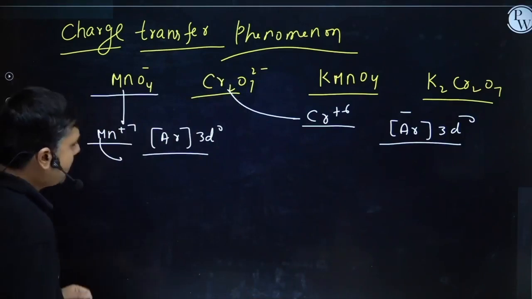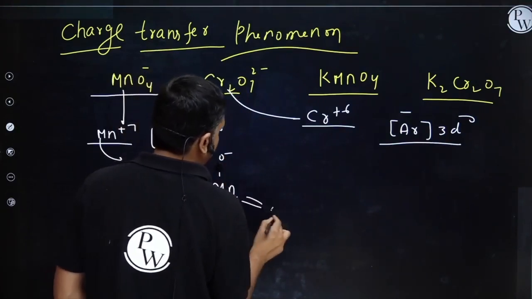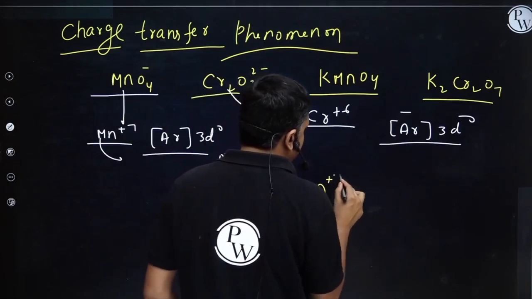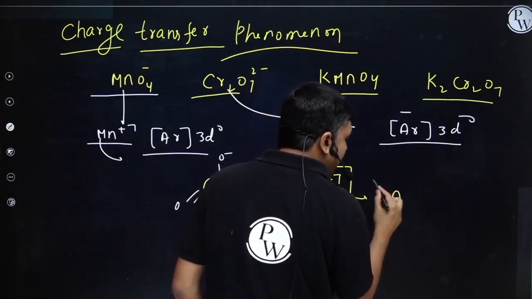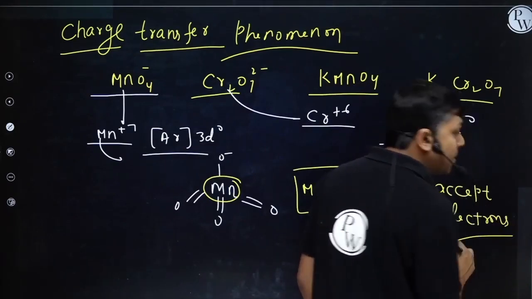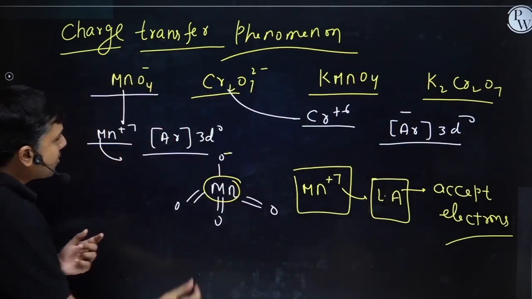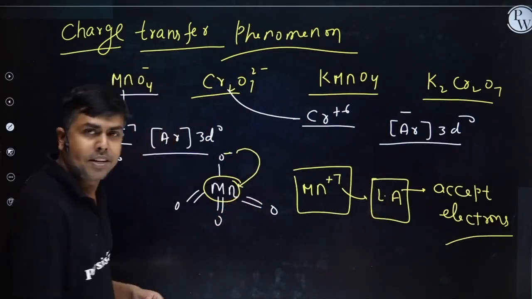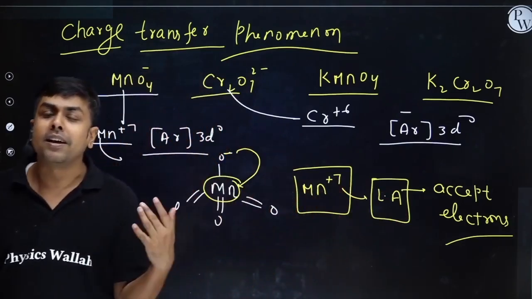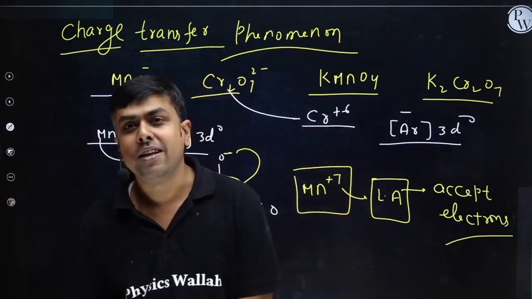Let us try to understand. Let me draw this MnO4 minus. Mn, O minus, doubly bonded O, doubly bonded O, doubly bonded O. Now, student, here the central metal atom is Mn, and Mn is there in the plus 7 oxidation state. So can I say it will act as a Lewis acid? It will have a tendency to accept electrons, right? Now, what happens? Basically, this O minus is an electron rich species. So there is a transition of electrons from this O minus to Mn plus 7. And whenever electronic transition is there, obviously electromagnetic waves get emitted.